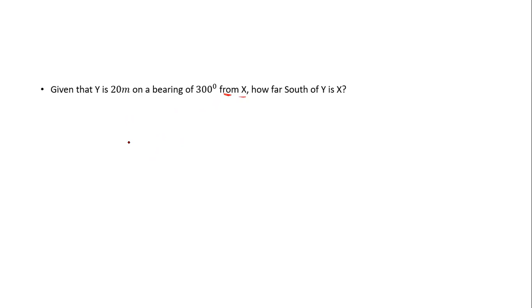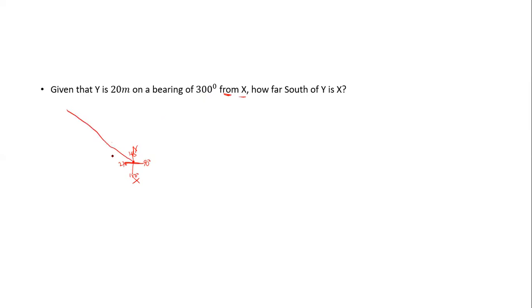So where is x? Let's assume a point here for x. You can just put a point here. Let's say this is x. They now say that y is 20 meters on the bearing of 300 degrees from x. This is our north, this is 0, up to 90 degrees, up to 180 degrees, up to 270 degrees, up to 360 degrees. But what we are looking for here is 300. This is 270. What do I need to add to 270 to give you 300? That's exactly 30.